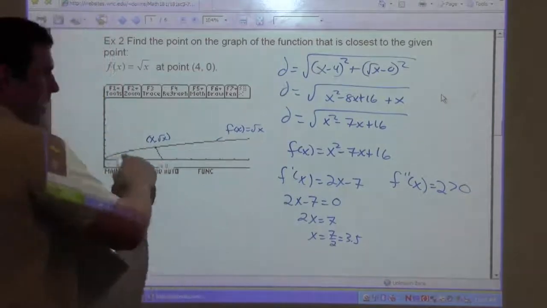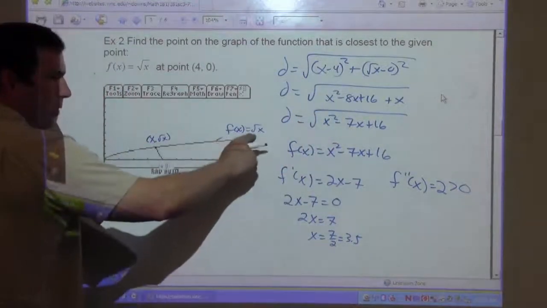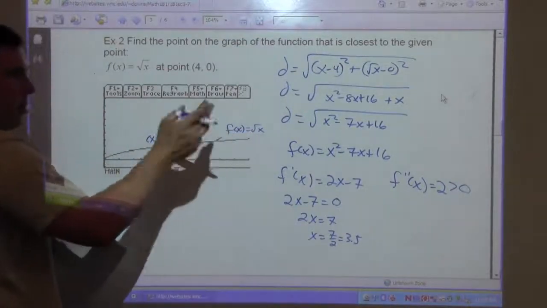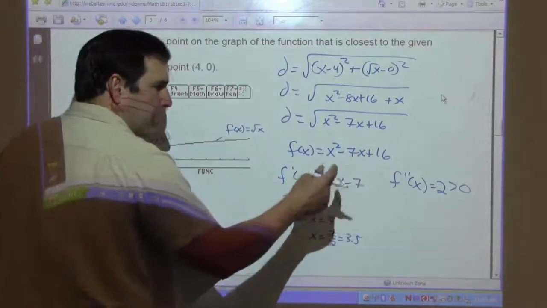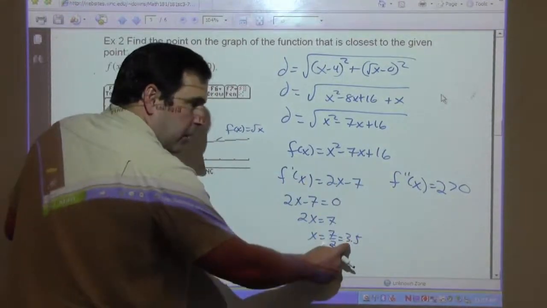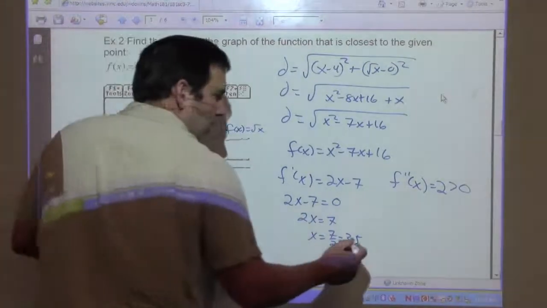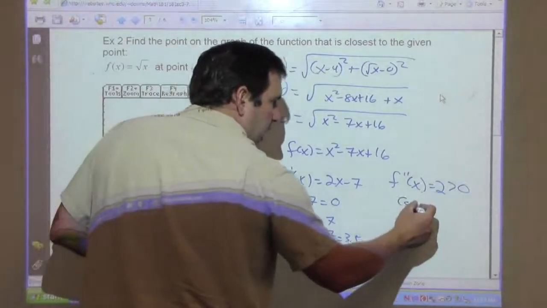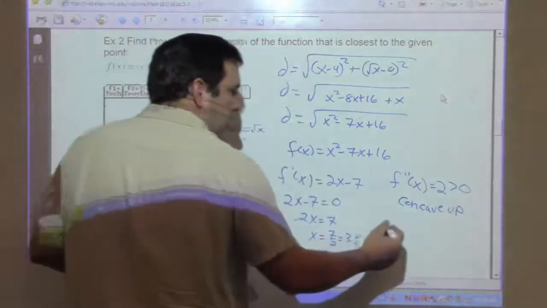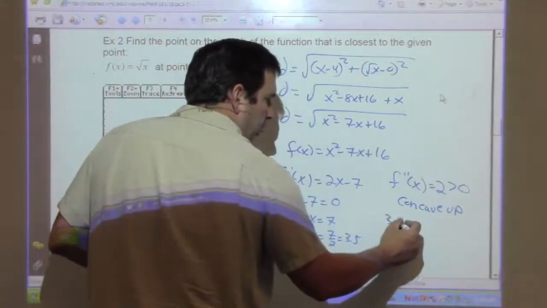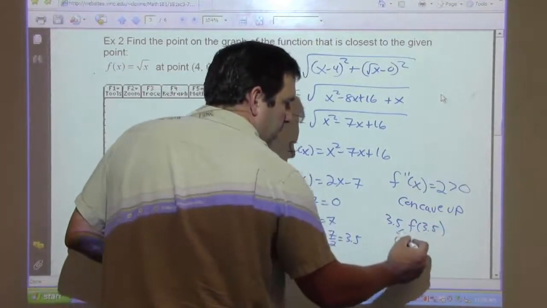Now, this graph is not the graph of this function we're defining. This graph is the graph of the square root of x. So while that graph is concave down, the second derivative here means it's concave up, which means the critical value we get is always going to be a minimum. So concave up, which means 3.5 comma f of 3.5 is a minimum.